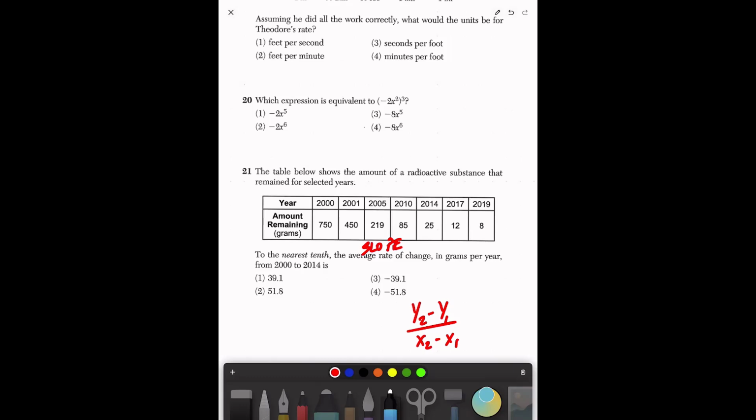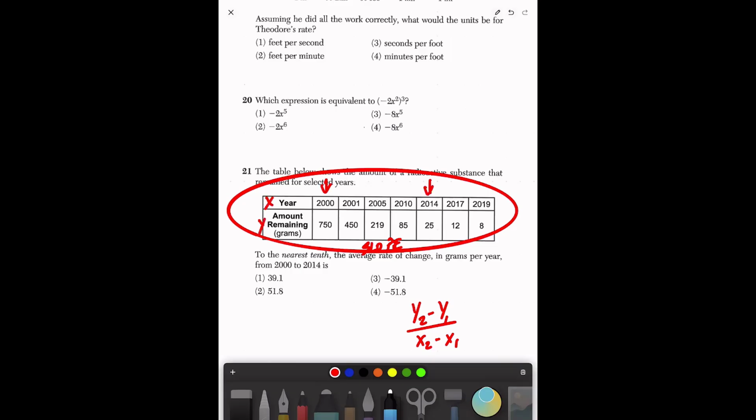But a lot of students usually try to put the entire table in, and that'll mess you up. We don't want to use the entire table. We only need 2 points, and that's all we can use. So they said we're going to start from 2000, and we're going to go to the year 2014. So all I'm going to do is, by the way, this is the x, this is the y.